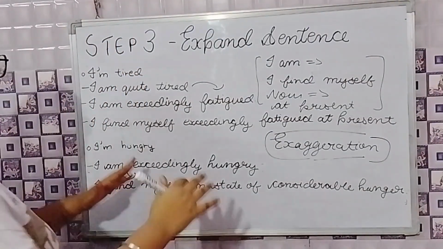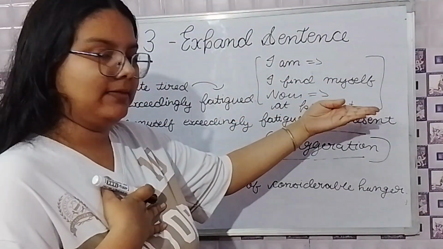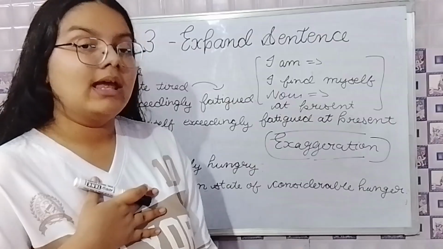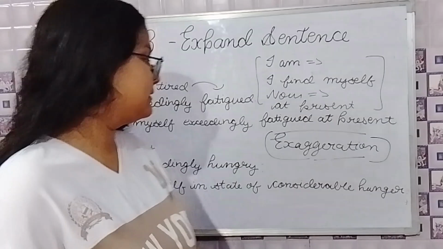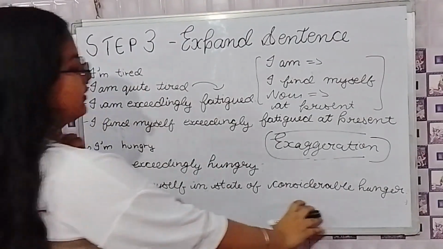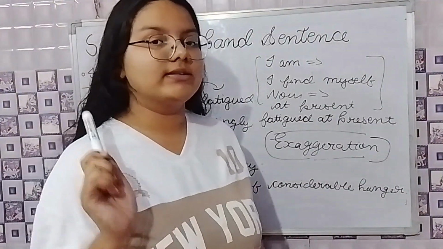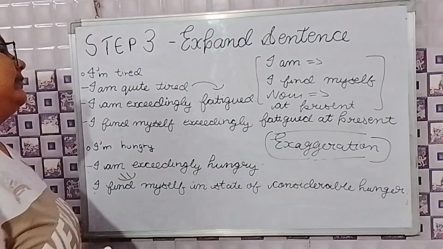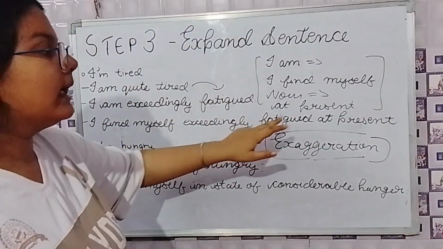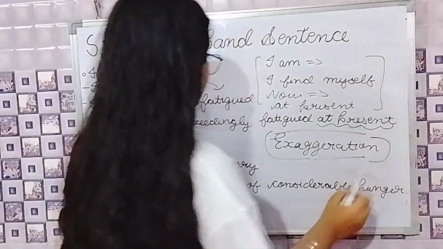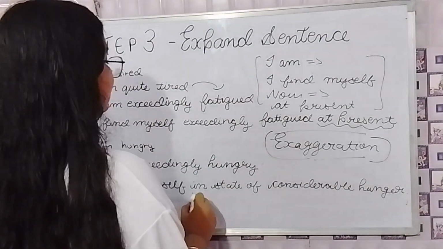So let's revise. What we've studied is that "I am" changes into "I find myself" at present, and we also have the word "exceedingly" to express exaggeration in a sentence. Let's revise. This one is the most important one. "I am hungry." "I find myself in a state of considerable hunger." We see that we added some extra words in the sentence. For example, "at present" wasn't there, but we have added it. And there was nothing like "in a state of" here, but we have added it.